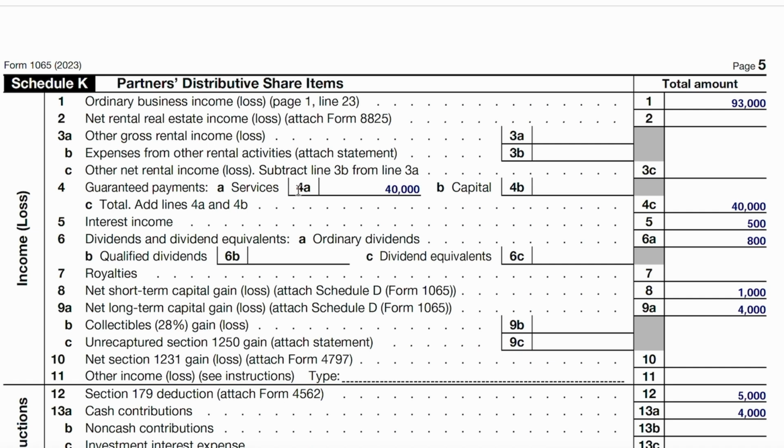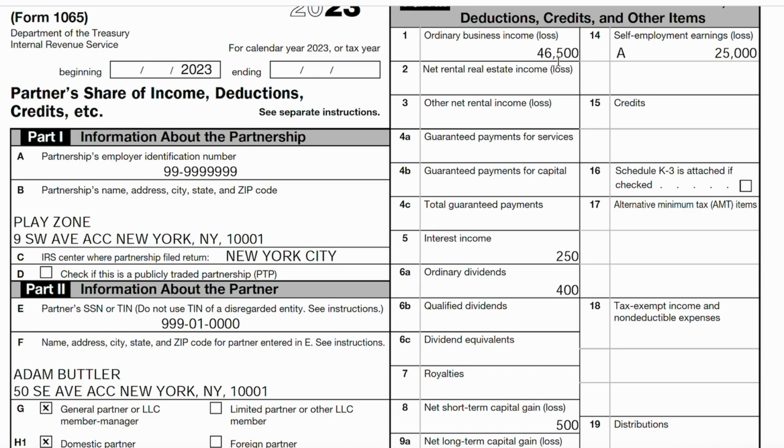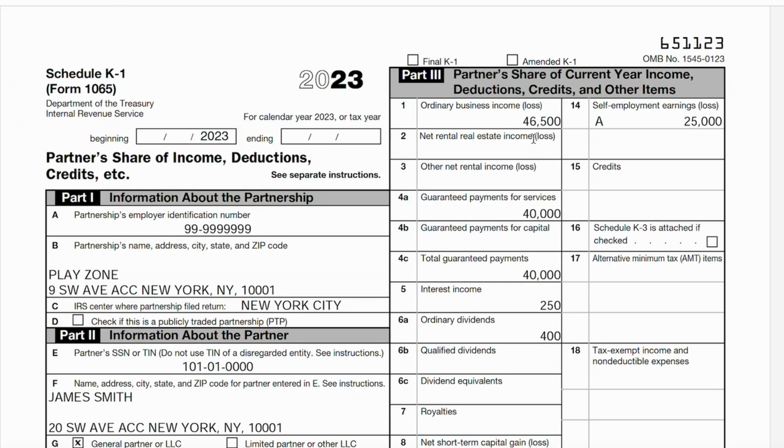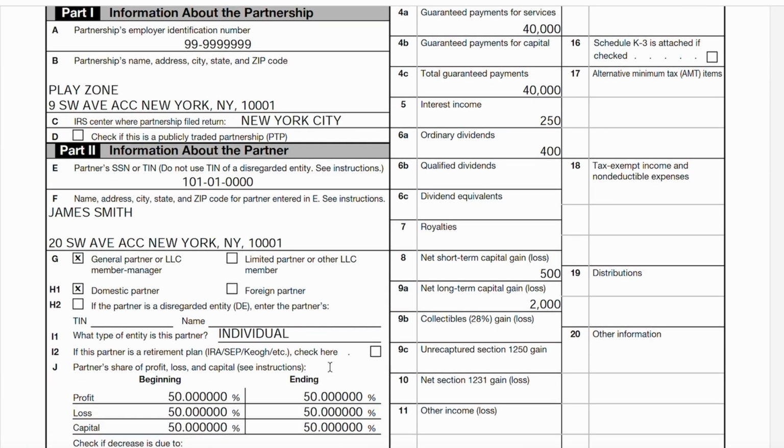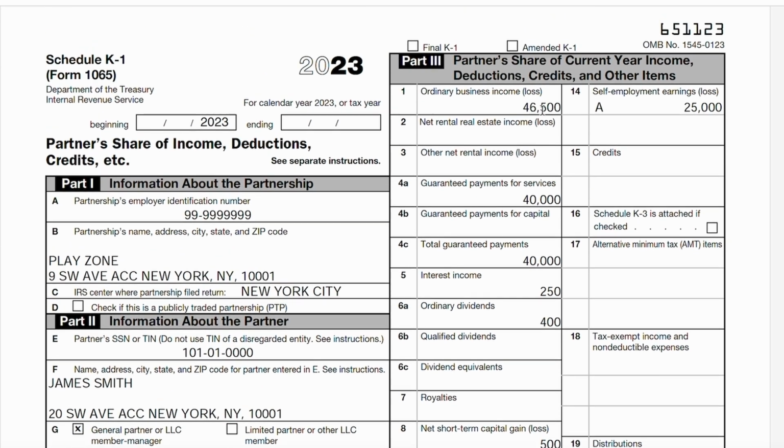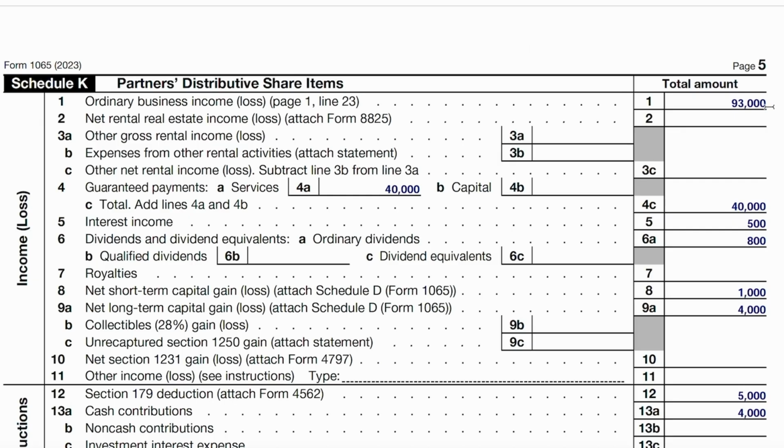This is the Schedule K. This is nothing but the total of all the Schedule K-1s that we have. So there are two partners. The first partner is getting ordinary business income of 46,500. The second partner is also getting 46,500, since they are 50% partners, and you can see it over here. So the summation of ordinary business income, 46,500 and 46,500, is 93,000, which appears on Schedule K.